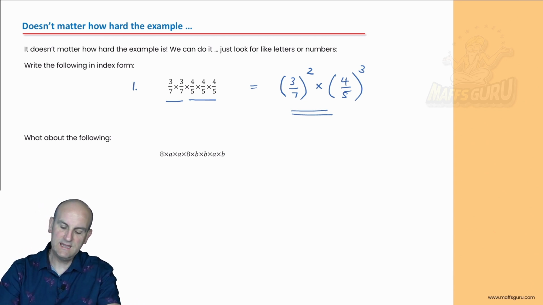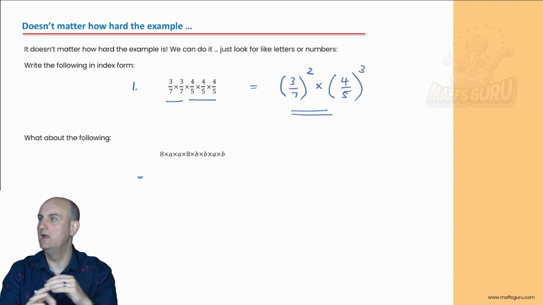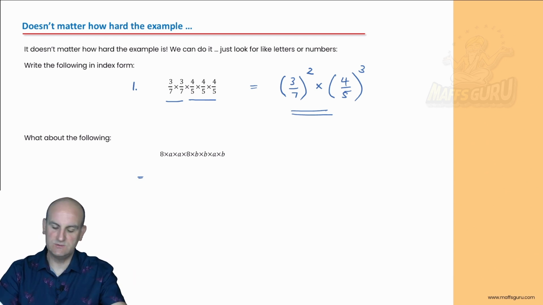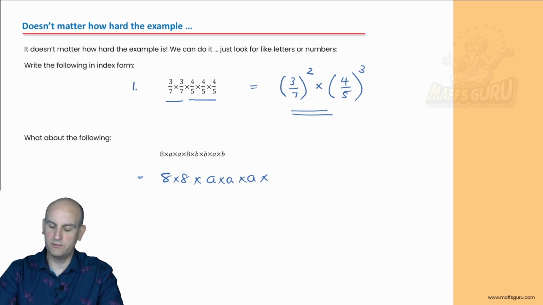And so here, how many 8s? Are they all multiplied together? That's the first question. Yes, they are. So what are we going to do now? We've got how many 8s? We've got 2 8s, so I'm going to write that as 8 times 8. How many A's have I got? 1, 2, 3, so I'm going to write that as A times A times A. And how many B's have I got? I've got 3 of those as well. B times B times B.